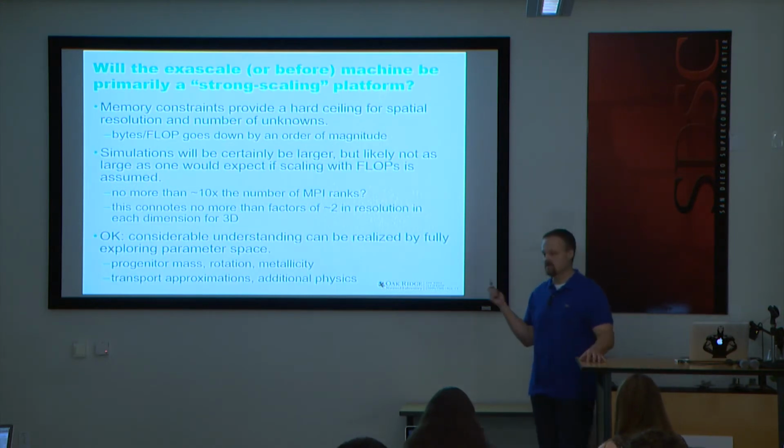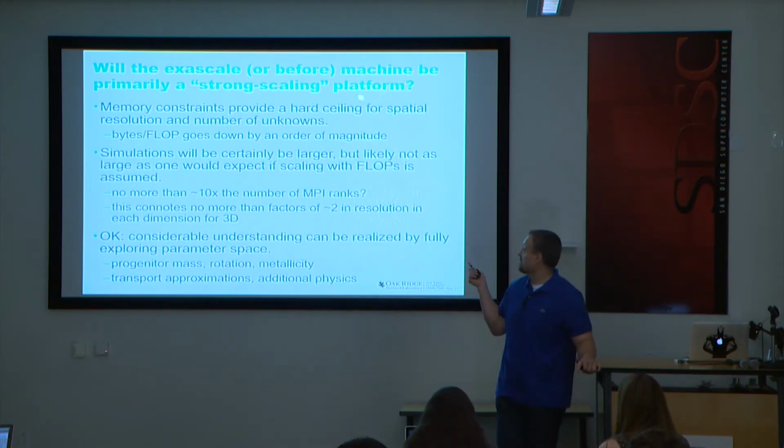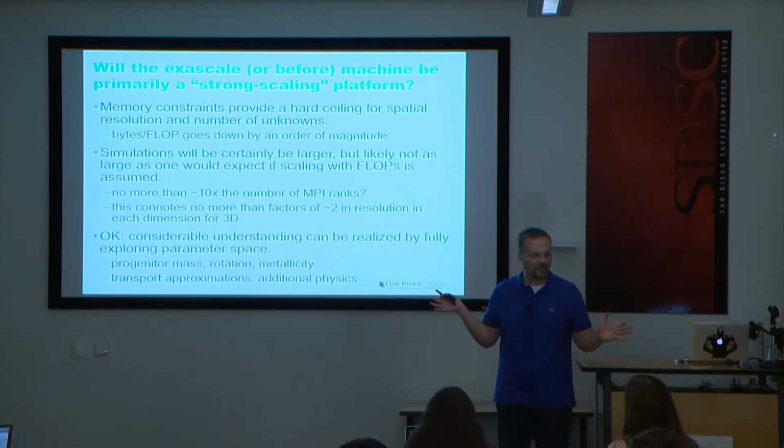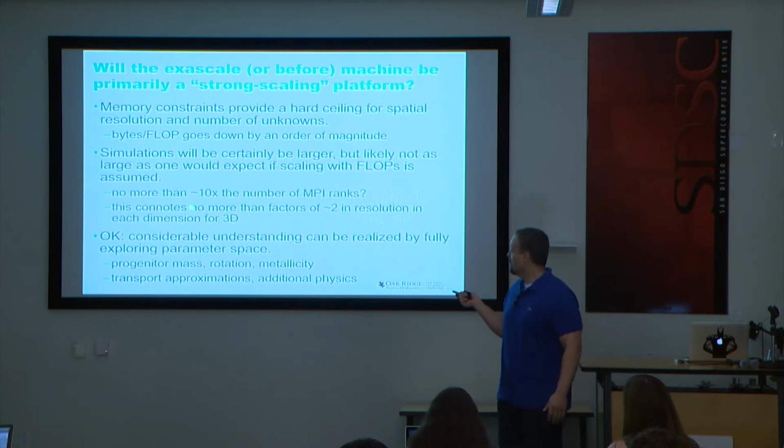Okay, so this is just a reiteration of what I just said. Will the exascale be a strong scaling platform? I suspect so, because you won't have enough memory. The simulations will be larger. In the near future, we'll be able to do bigger simulations. Don't worry about that. I don't know if you guys want to do bigger simulations, but I do. But you're probably not going to have more than 10 times the number of MPI ranks than you have on the current biggest processors, right?